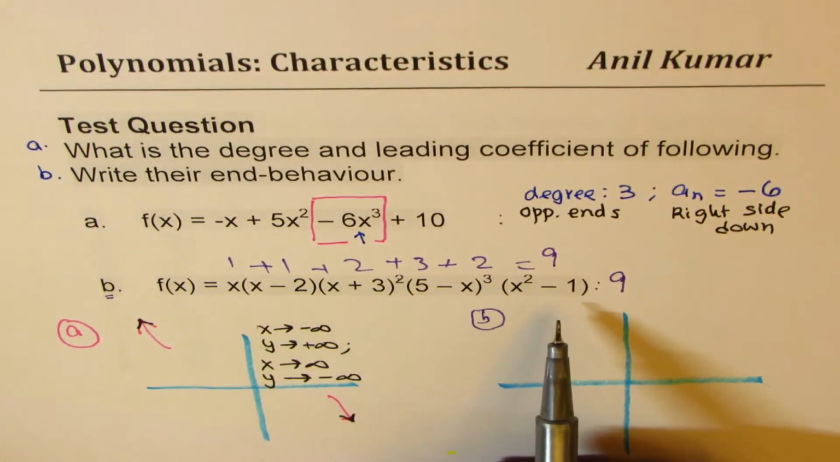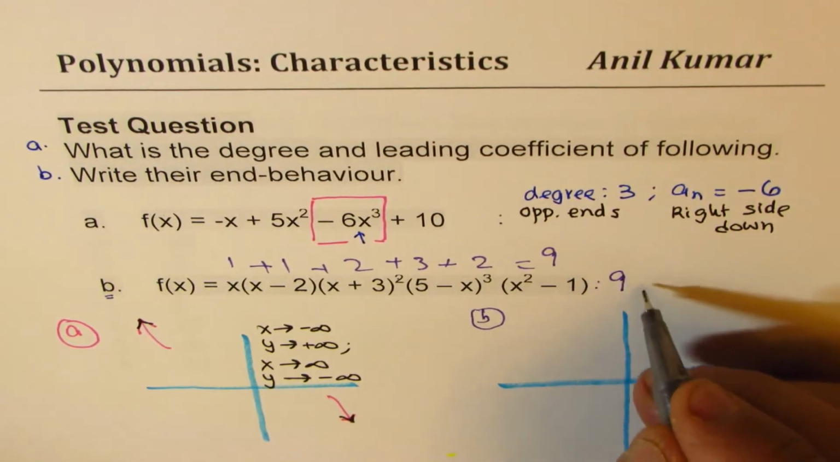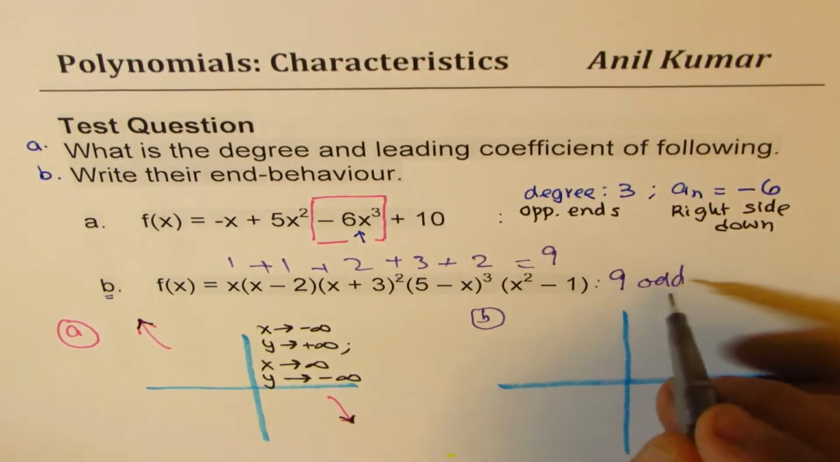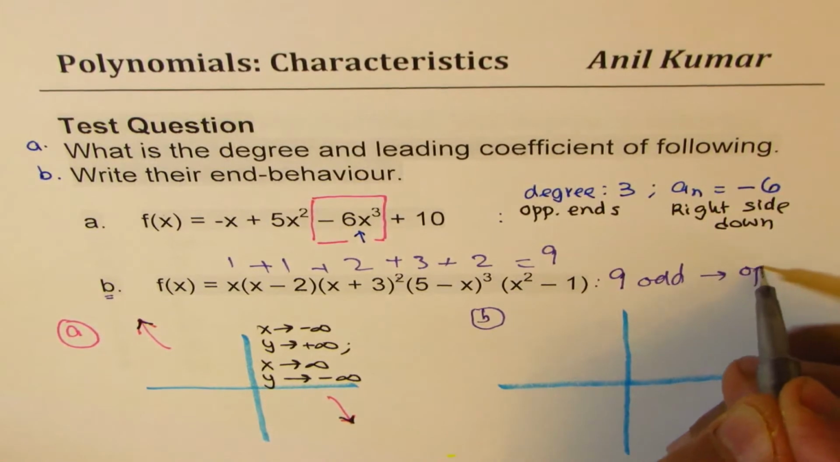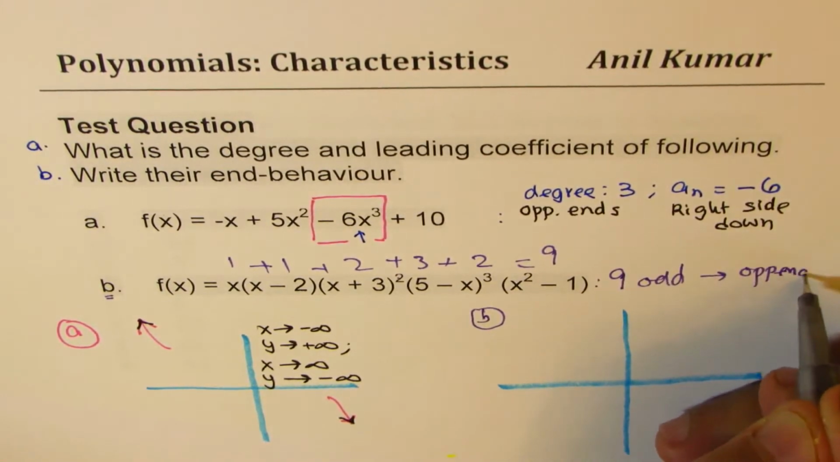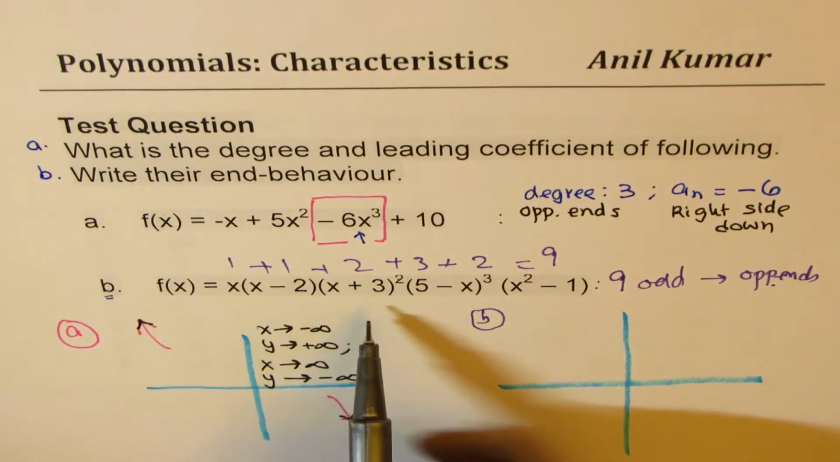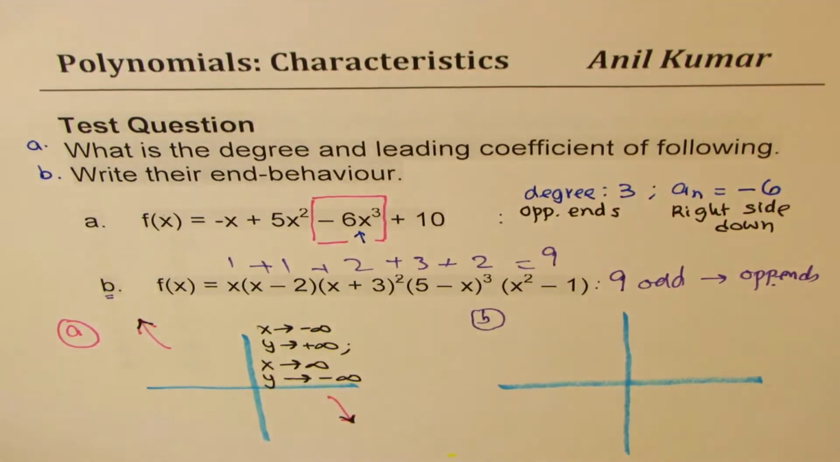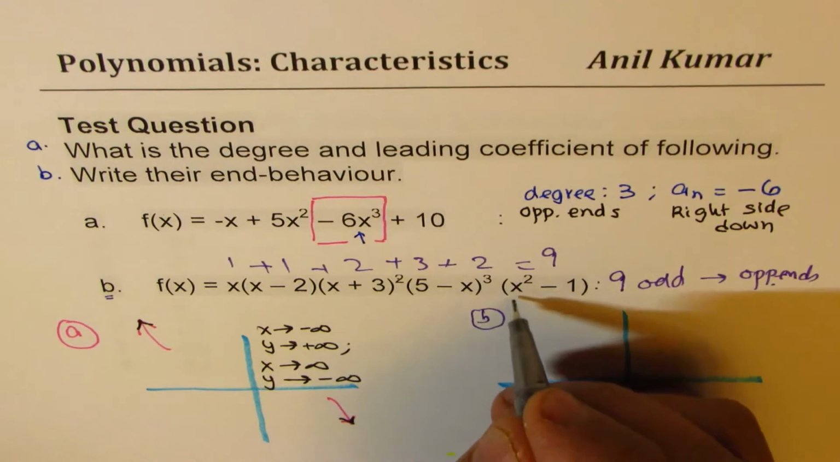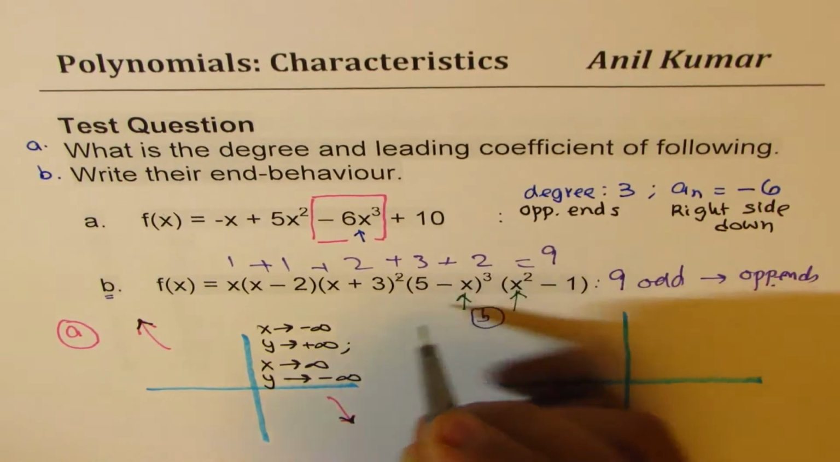So again, I've taken up an example with odd degree. Odd degree means opposite ends. This means opposite ends. Is that okay? Opposite ends. And what is the leading coefficient? Now to find leading coefficient, what you have to do is consider all x's, right? All x's.